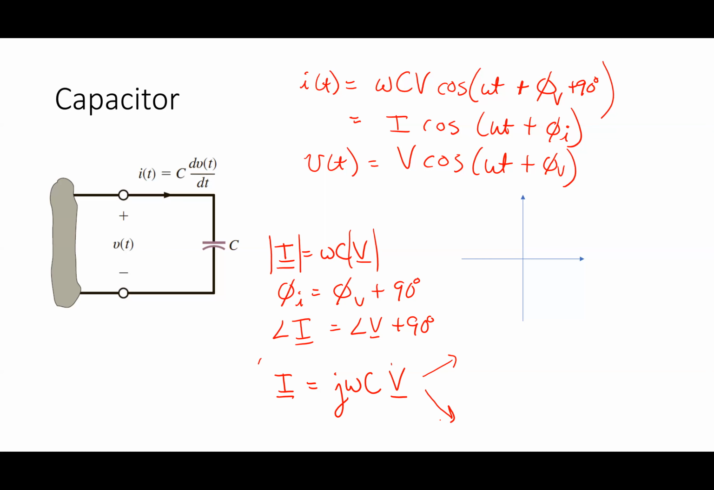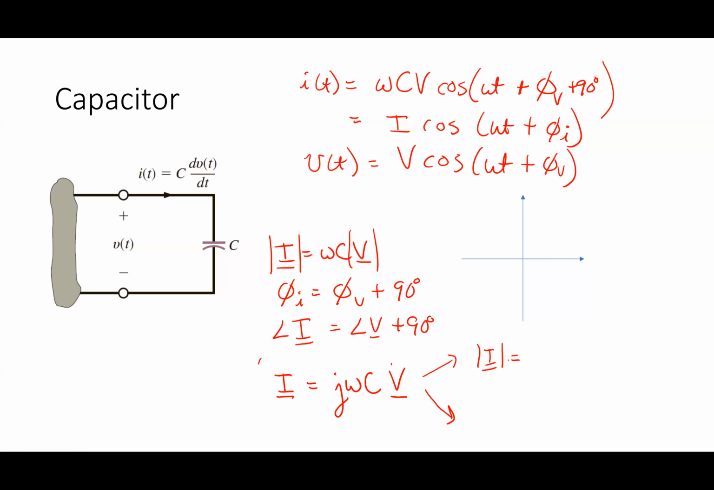One for the magnitude. I guess there could be four, right? There's one for the magnitude and there's one for the angle. There could be one for the real parts. There could be one for the imaginary parts. So if I took the magnitude of both sides right there, the magnitude of I is the magnitude of I. The magnitude of V is the magnitude of V.